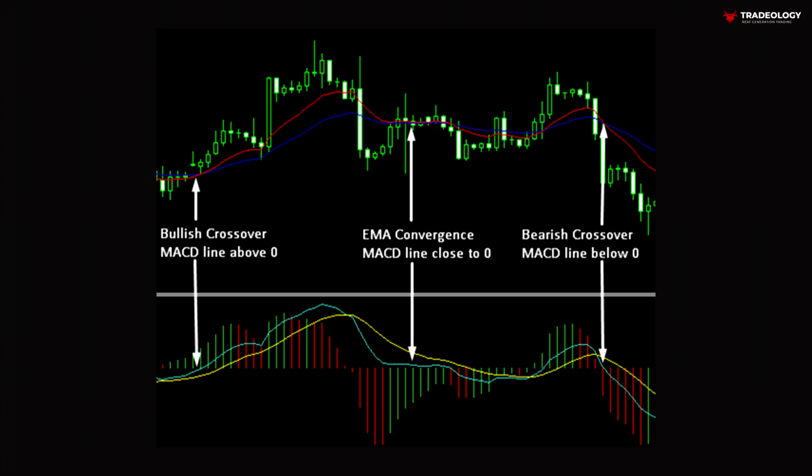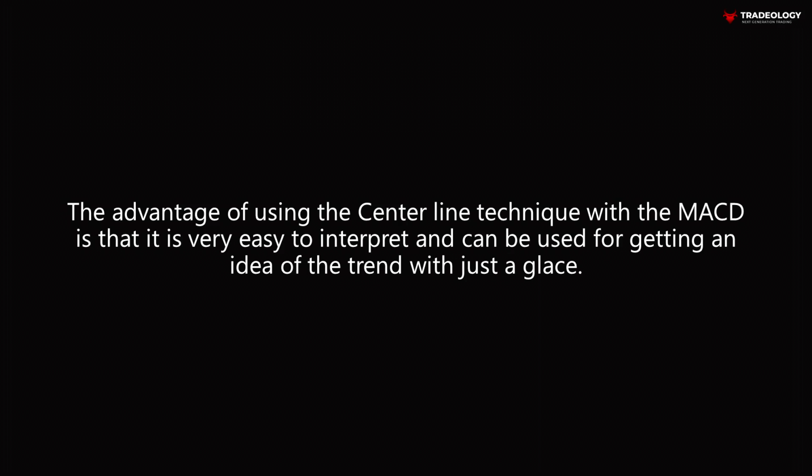So on the left of the image, you'll see that at the bullish crossover, the MACD line moves above the zero line. And in the center, we have an EMA convergence. The MACD line is close to zero. And with the bearish crossover, the MACD line is below zero. The same is true during the downtrend. The advantage of using the center line technique with the MACD is that it is very easy to interpret and can be used to get the idea that the trend is heading in a certain direction with just a glance.